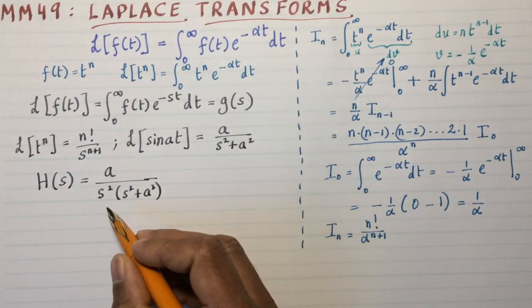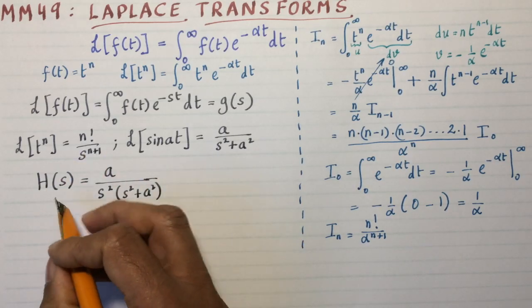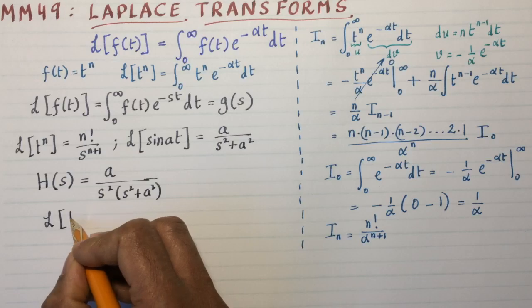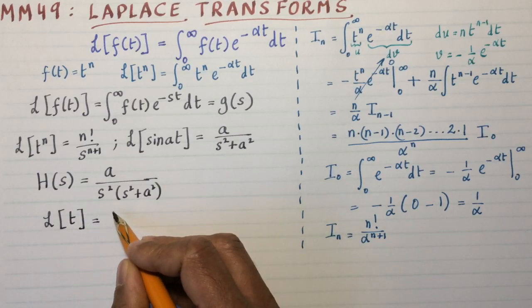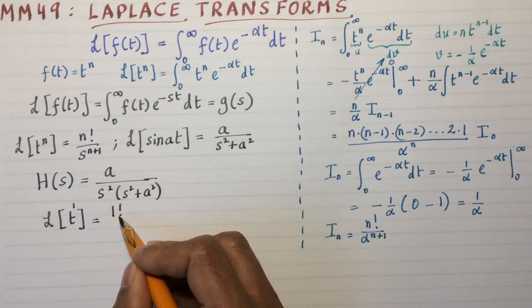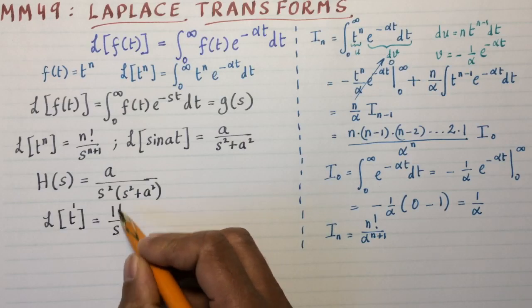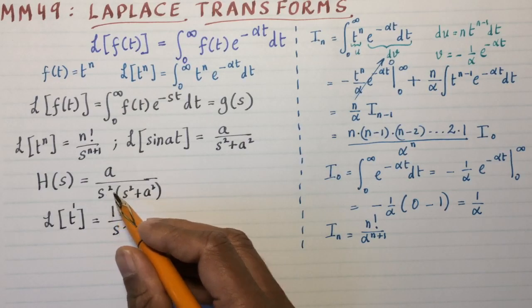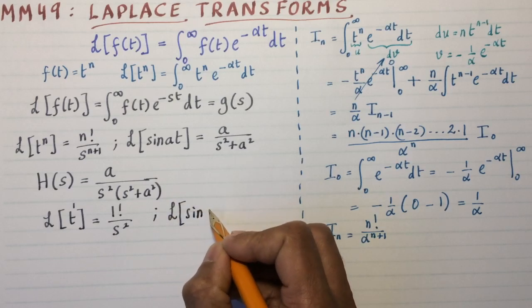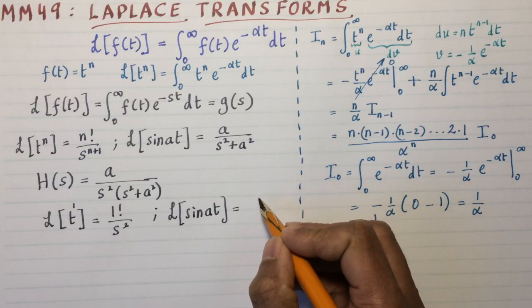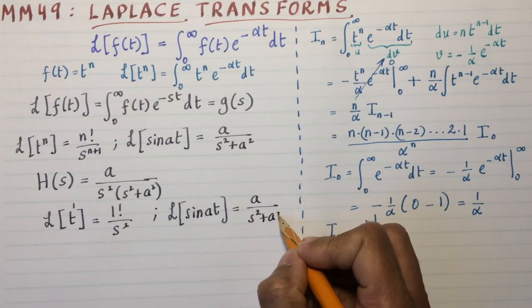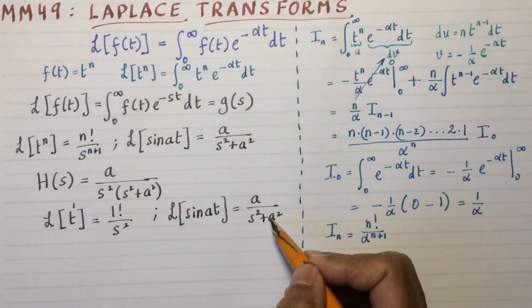Separately, you secretly know that the Laplace transform of t, t to the power 1, is going to be 1 factorial over s squared. So you know that s squared factor can come like that. You also know that the Laplace transform of sine at is going to be a over s squared plus a squared. So that factor can come like this.